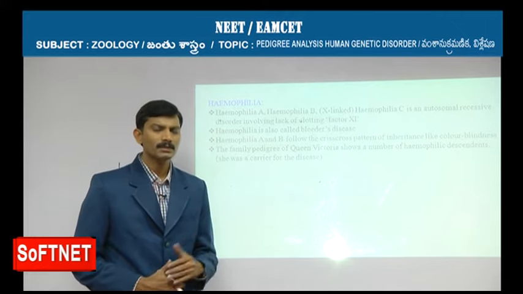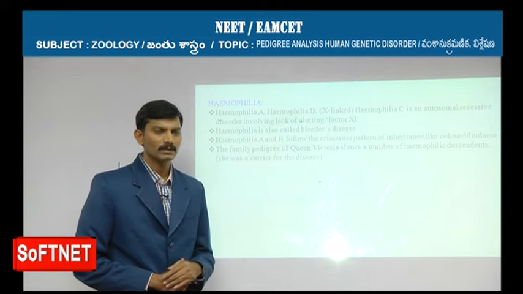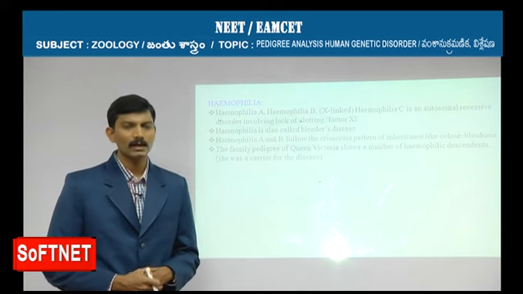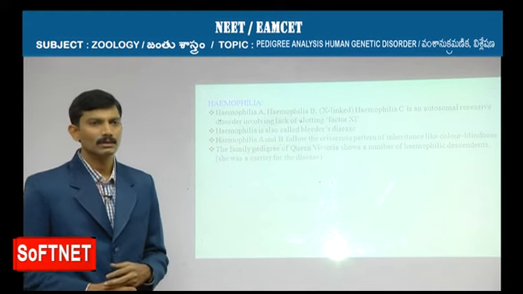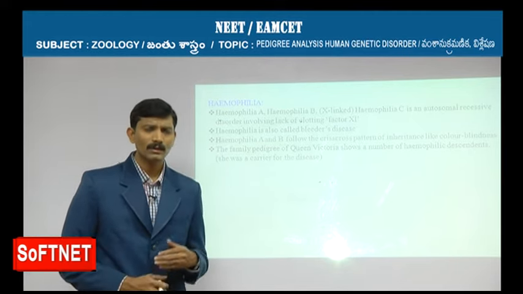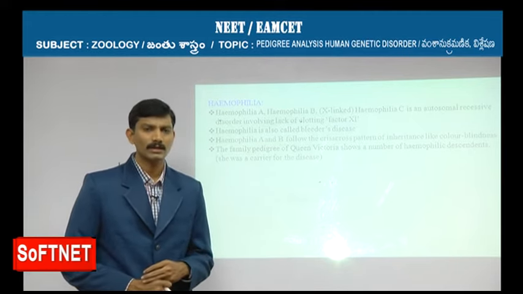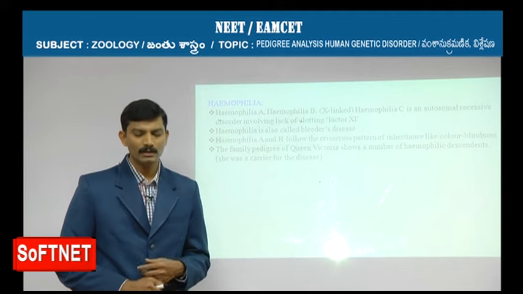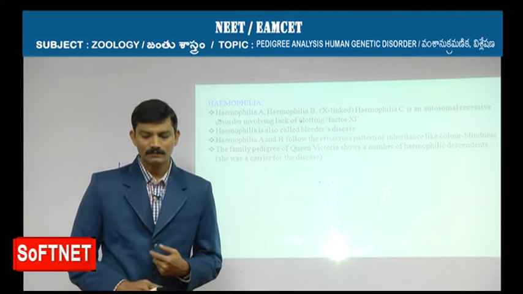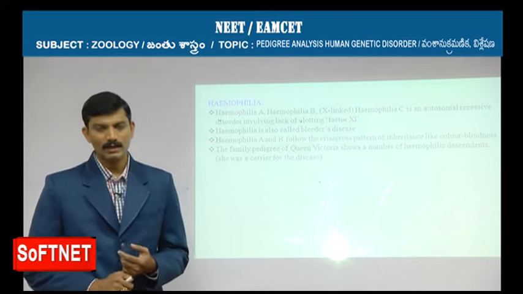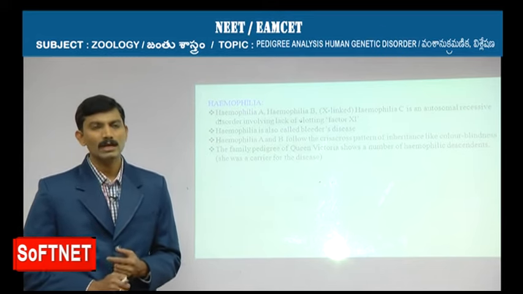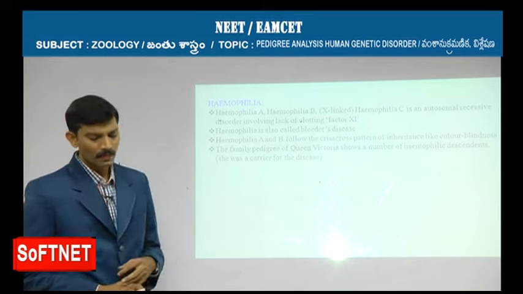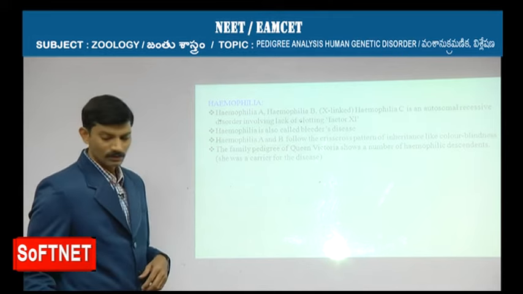As it is an example of X-linked recessive characters, most of the males get affected, whereas females get affected only in the homozygous condition. In the heterozygous condition, they are called carriers, and they remain unaffected. So the females, as you know, are called carriers, or we can also call them asymptomatic carriers. So this forms an example of this.